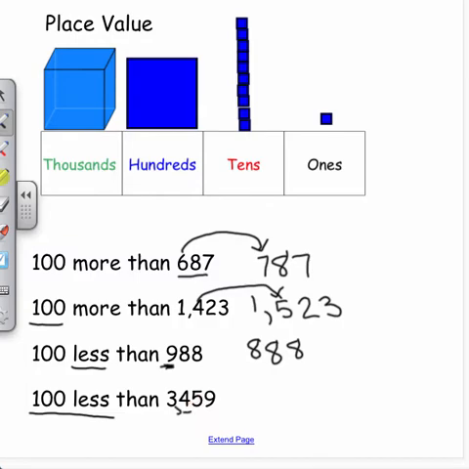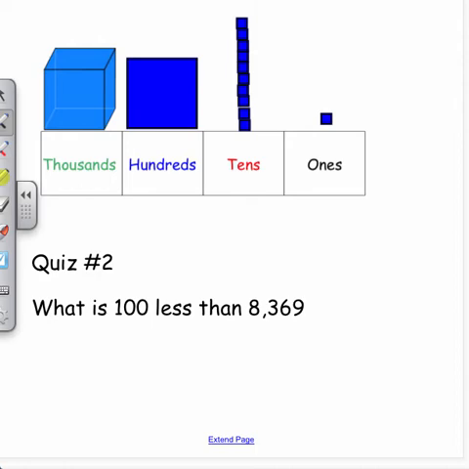And now 100 less than 3,459. Here's the hundreds, and I just want to go down by 100. So my thousands stay the same, 3,000. I'm going to take this 4 and go down by 100. So that 4 is going to become a 3, and then my 5 and 9 stay the same. Tens and ones are not changing. So instead of 3,459, my new number now is 3,359.